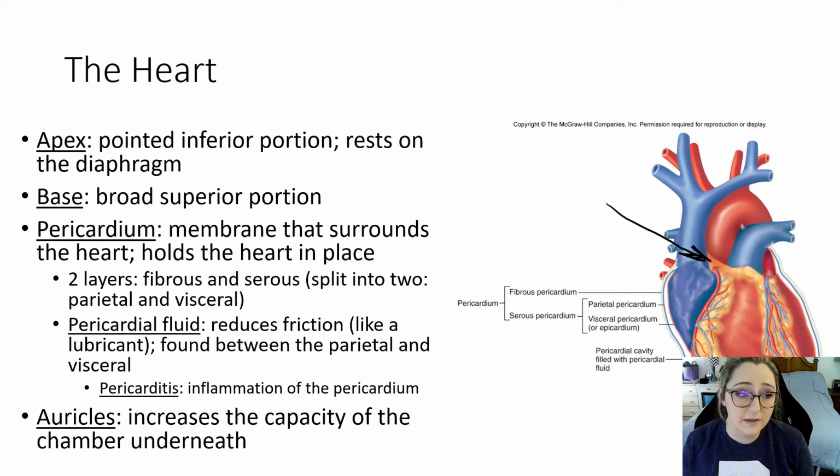The pericardium, again, we have talked about on the last slide, is the little sac or membrane that is going to surround the heart. And it is made up of a few layers. You don't need to know these layers. Just know that there is fluid between some of these layers, and that is called the pericardial fluid. I want you to think of the pericardial fluid as being sort of like a lubricant, because that's what it is. It's a lubricant that's going to reduce friction as your heart beats.